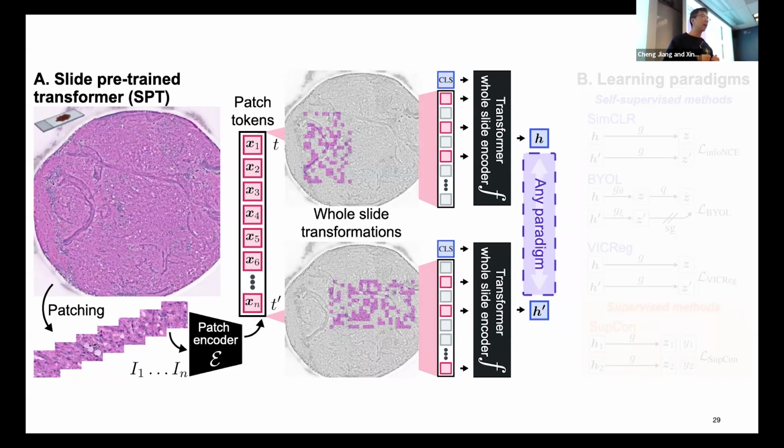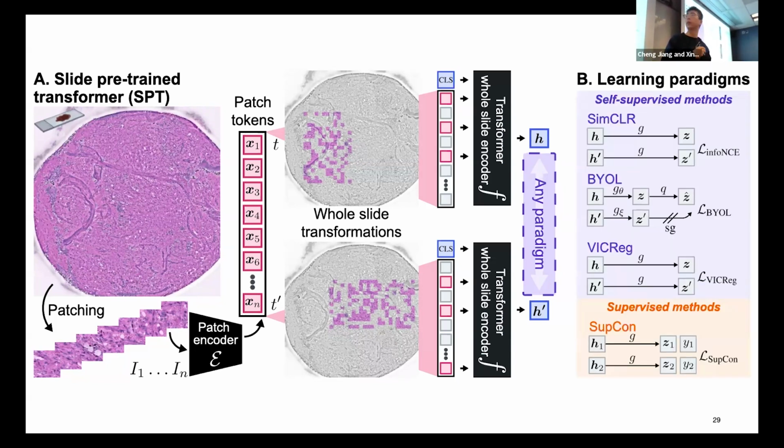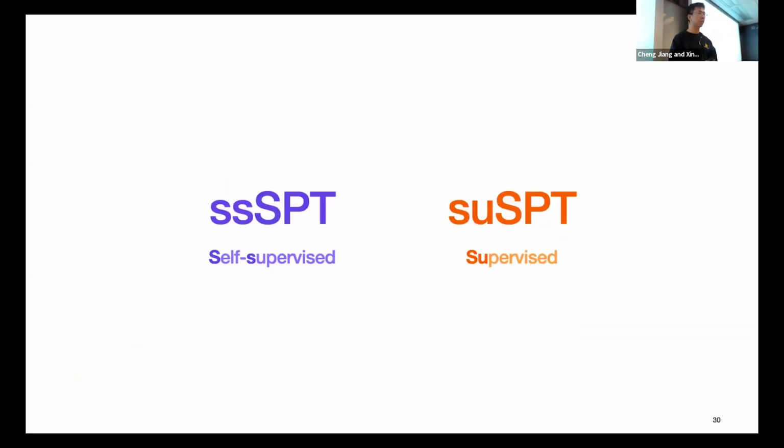And then we can apply any self-supervised learning method. Like we talked about before, we can use SimCLR, BYOL, or BigCrack, or even some supervised method that requires two different views. For example, SupCon integrates both SimCLR and the label information for the supervised loss. That is how we classify our SPT into two types: one is self-supervised SPT, one is supervised SPT. We call them SS SPT and SU SPT.